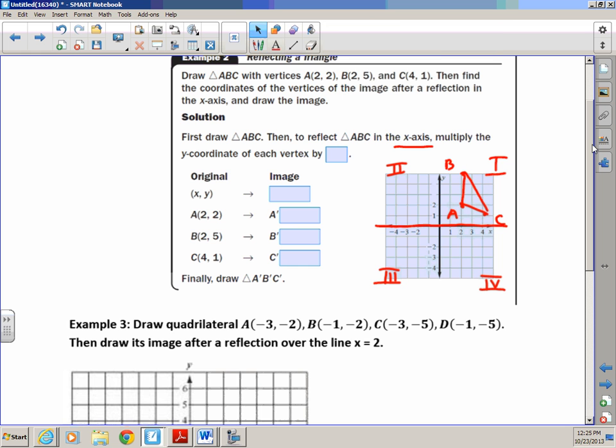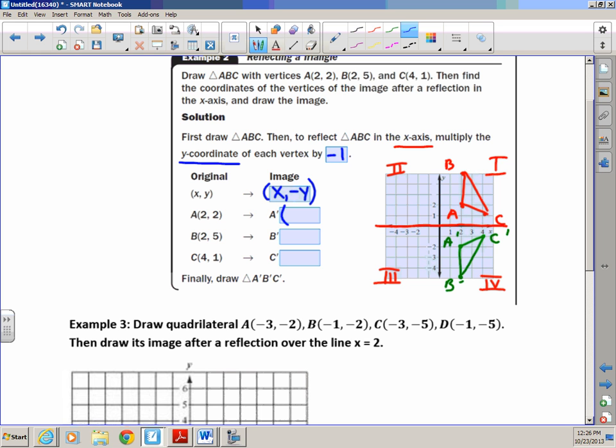Well, how do I find those new points? A is 2 units away from the x-axis, so it's going to be 2 units on the other side. B is 5, it's going to be 5 on the other side, and C is 1, C is 1 on the other side. That's how I come up with my new image. As we said with the little formula, if I'm jumping over the x-axis, my y-coordinate sign will change. So I can multiply each y-coordinate by -1.